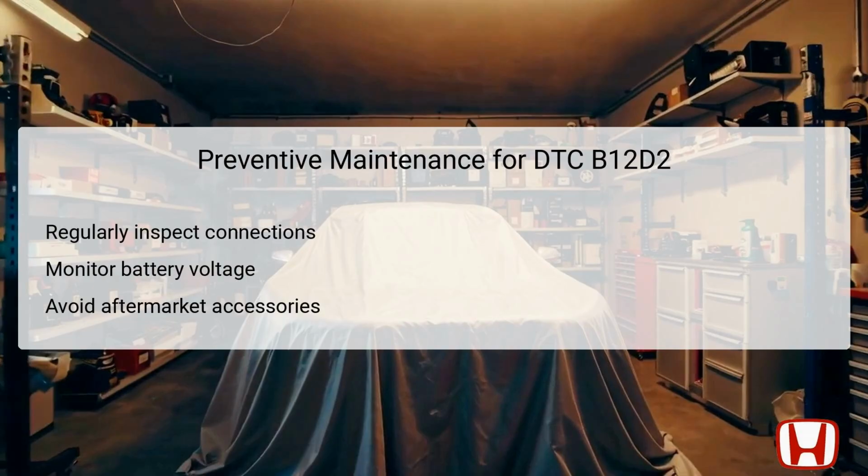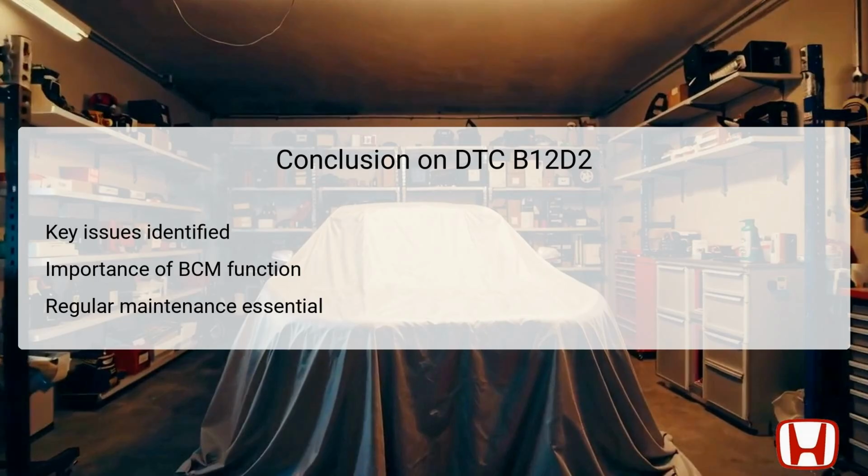In conclusion, the DTC B12D2 represents a significant issue concerning the power control unit's IG2 circuit within the Honda Accord 2023 Plus. The troubleshooting steps outlined provide a systematic approach to diagnosing and rectifying this error. Understanding the functionality of the body control module and its connections is critical for electrical system integrity.